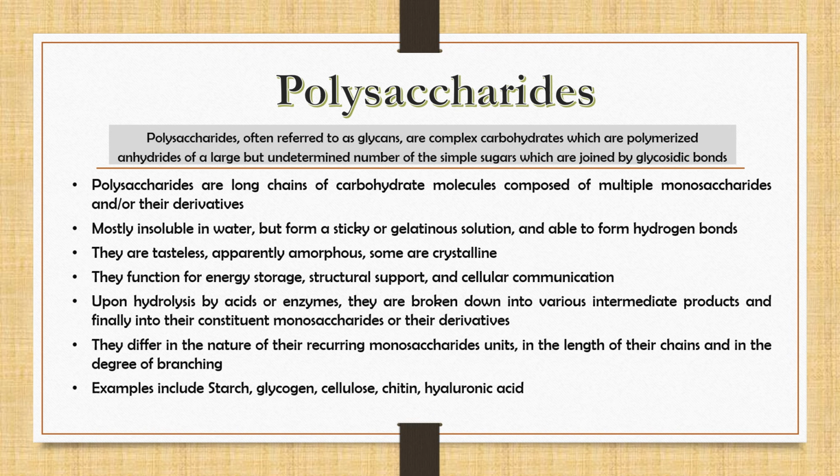They are usually tasteless, apparently amorphous, and some are crystalline. They function for energy storage, structural support, and cellular communication. Upon hydrolysis by acid or enzymes, they are broken down into various intermediate products and finally into their constituent monosaccharides or their derivatives. They differ in the nature of their recurring monosaccharide units, in the length of their chains, and in the degree of branching. Examples include starch, glycogen, cellulose, chitin, and hyaluronic acid.